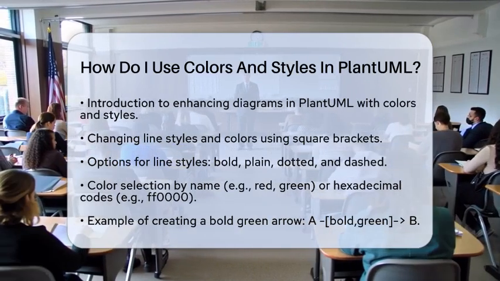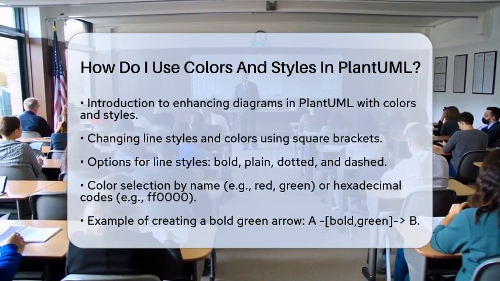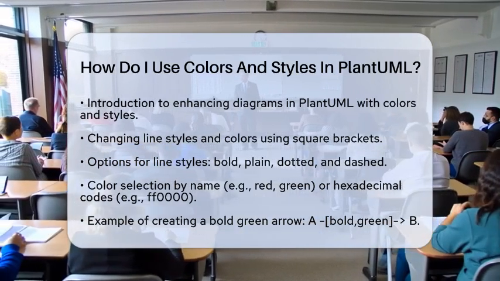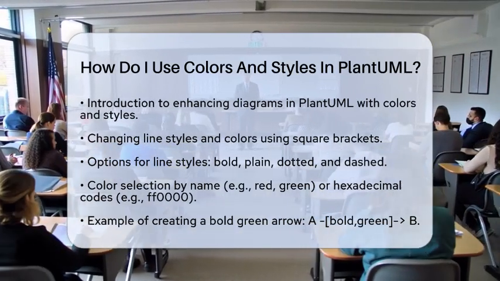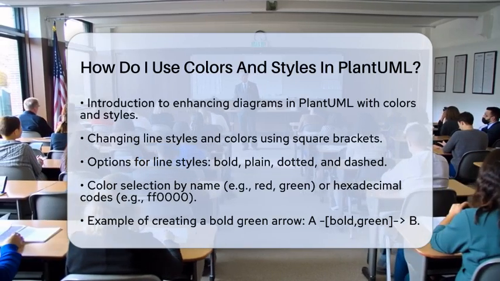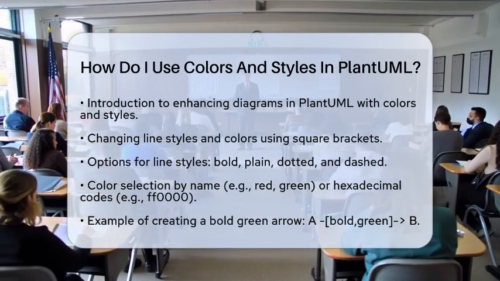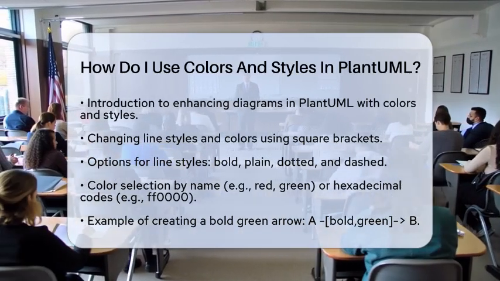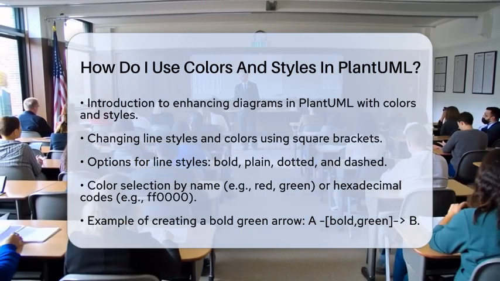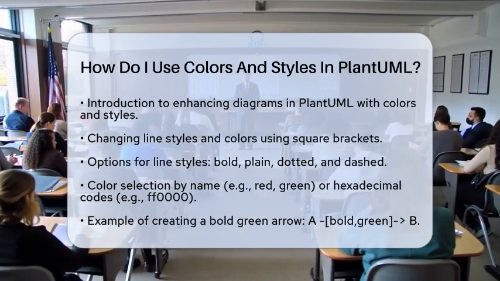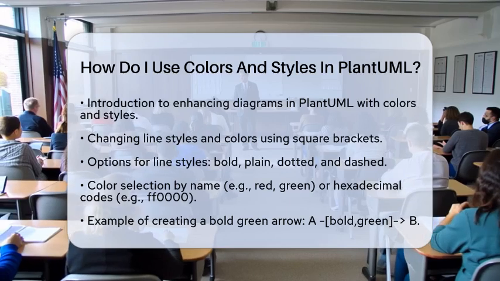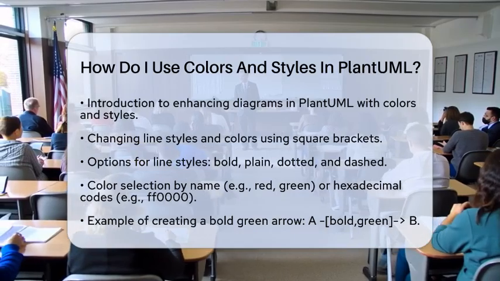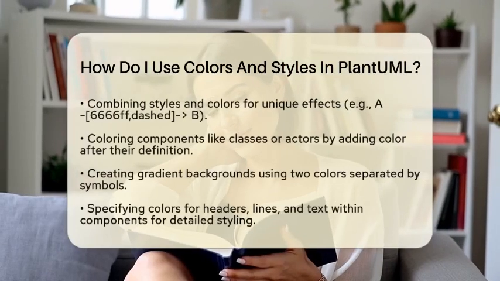First, let's talk about changing line styles and colors. When you draw arrows or lines between elements, you can specify the style and color inside square brackets. You have options like bold for thicker lines, plain for the default solid line, dotted for dashed dots, and dashed for dashed lines. You can choose colors by name, like red or green, or use hexadecimal RGB codes, such as FF0000 for red. For example, if you want a bold green arrow from point A to point B, you would write A -[bold,#green]> B.